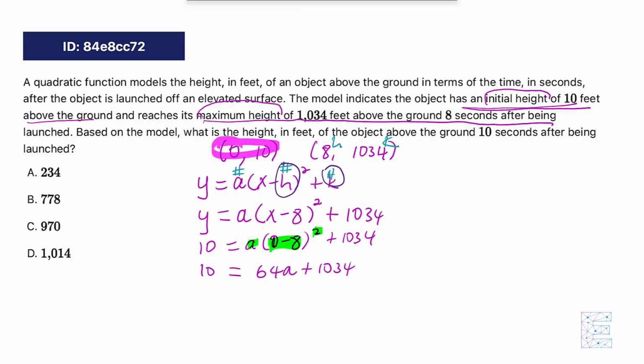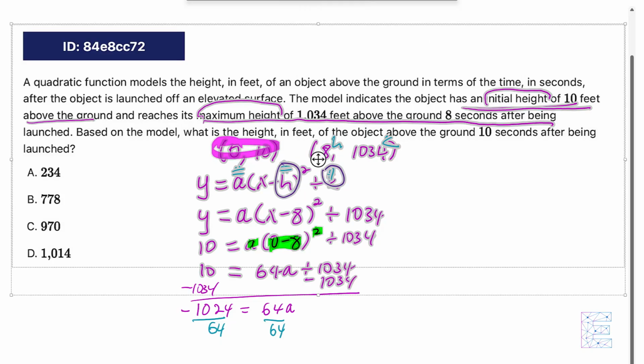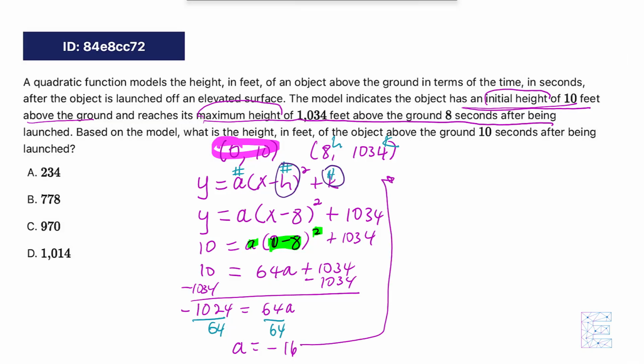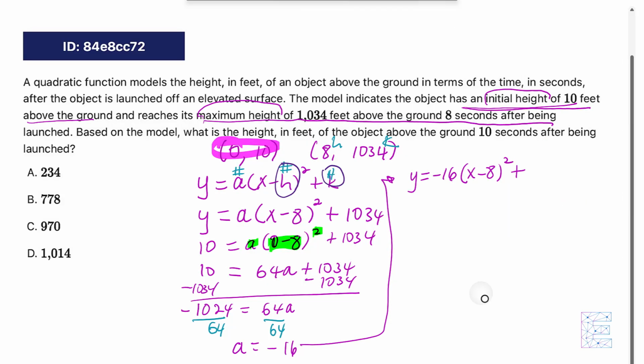All right, so then let's continue. You subtract 1034 from both sides. We end up having 1024 equals 64a. Now we're going to divide both sides by 64. Oh, that should have been a negative 1024, by the way, because 10 take away 1034 is negative 1024. All right, and then when you divide these, your a value ends up becoming negative 16. So that allows us to then write the equation fully over here. So our quadratic equation is y equals negative 16 times (x minus 8) to the second power plus 1034.